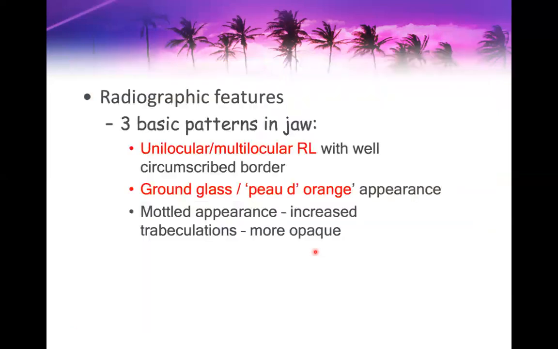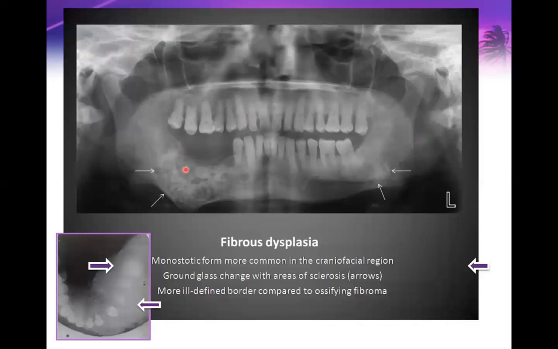Radiographic features: three patterns. The first one is radiolucency, which can be unilocular, then a mixed stage, and finally a ground glass, peau d'orange appearance, and finally an increased radiopaque stage, that is a mottled appearance. Here you can see this ground glass appearance over the mandibular area, and also the expansion. But in the case of ossifying fibroma, which is a tumor, the borders are more well defined, whereas fibrous dysplasia has ill-defined borders.